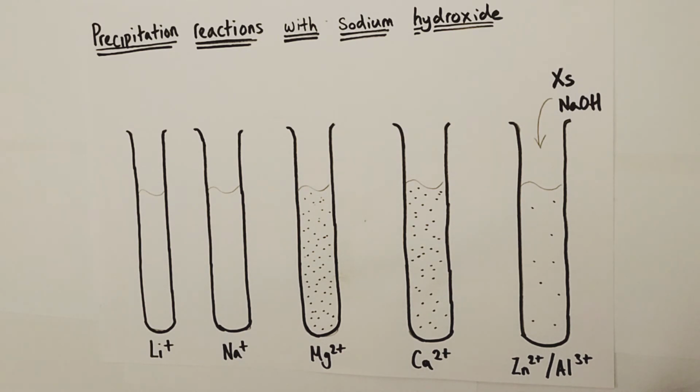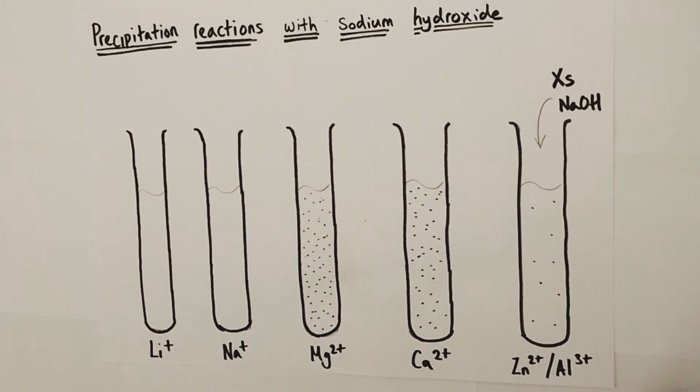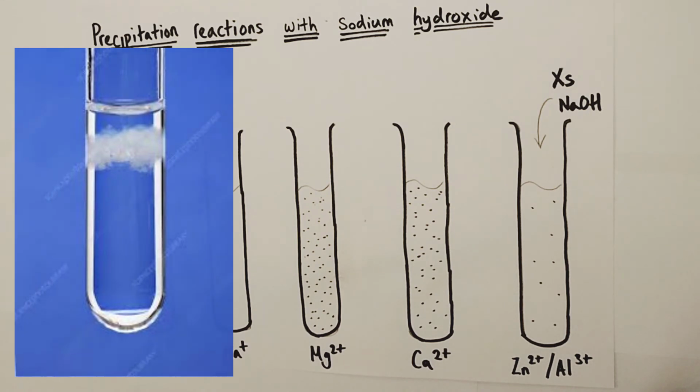If you keep adding more dilute sodium hydroxide on top of that precipitate, excess sodium hydroxide, you'll see that it looks more like a snow globe. It seems as if the precipitate is starting to dissolve and disappear again. And that's exactly what happens. If you add enough sodium hydroxide, it will vanish completely.